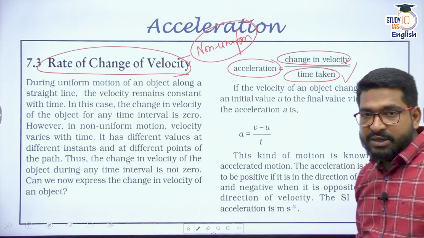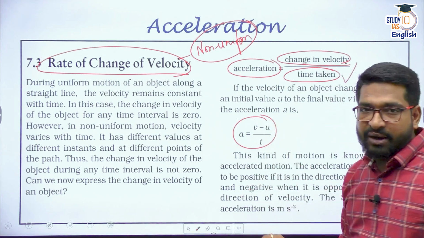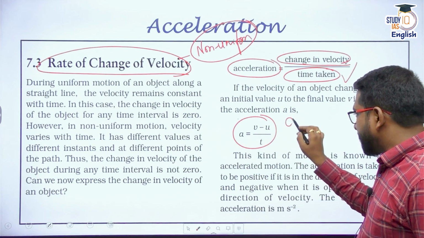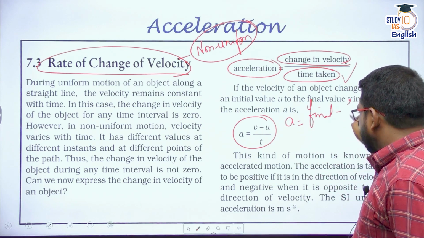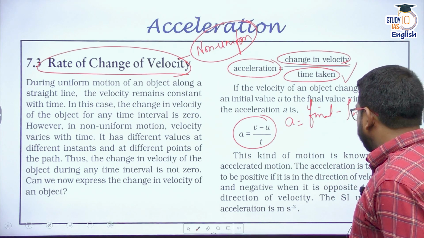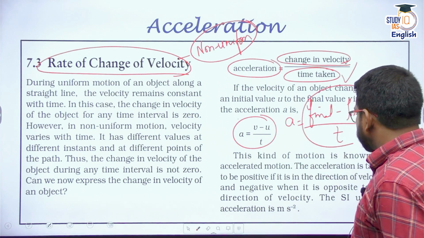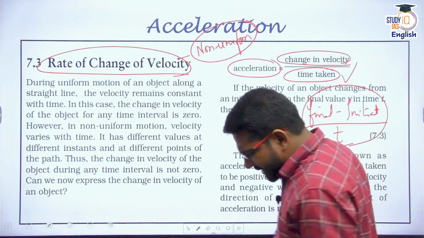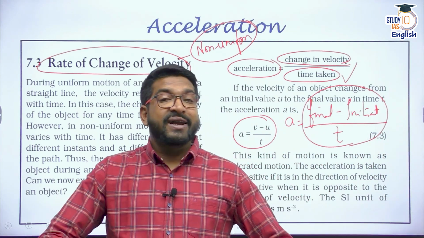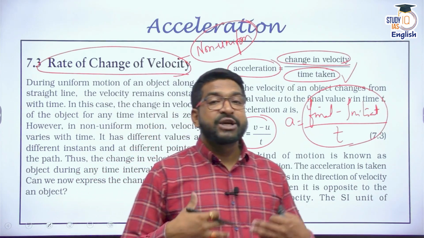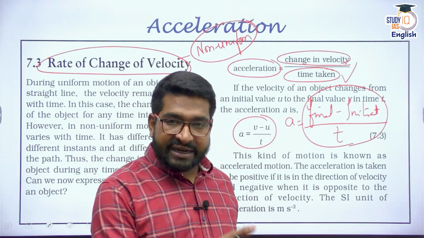And in simple terms, acceleration is equal to the final velocity minus the initial velocity divided by the time taken of the travel. Now, what does this acceleration signify? Acceleration, again, depends on velocity. That means it's a vector quantity. It depends on the direction. It can be positive, it can be negative.